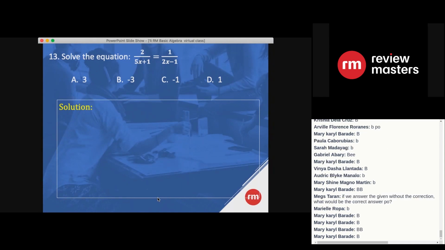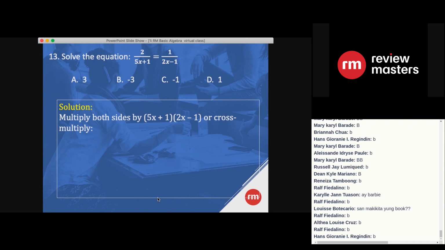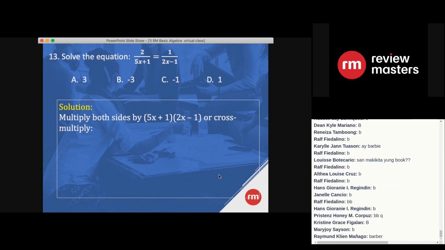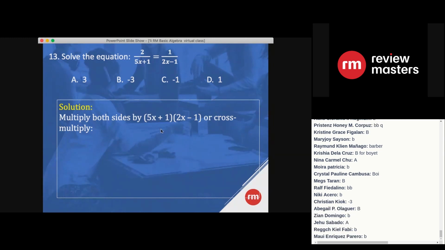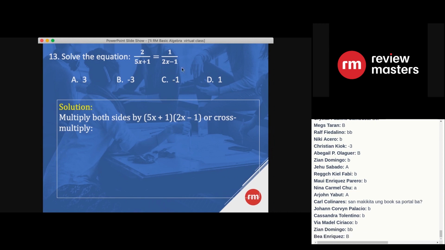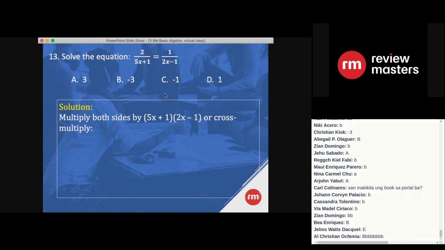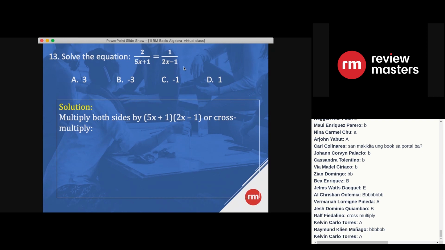How are we going to solve that? First, multiply both sides by 5x plus 1 and 2x minus 1. What are these two? This would be the LCD. Or, if the problem is like that, some of them can just simply cross multiply.